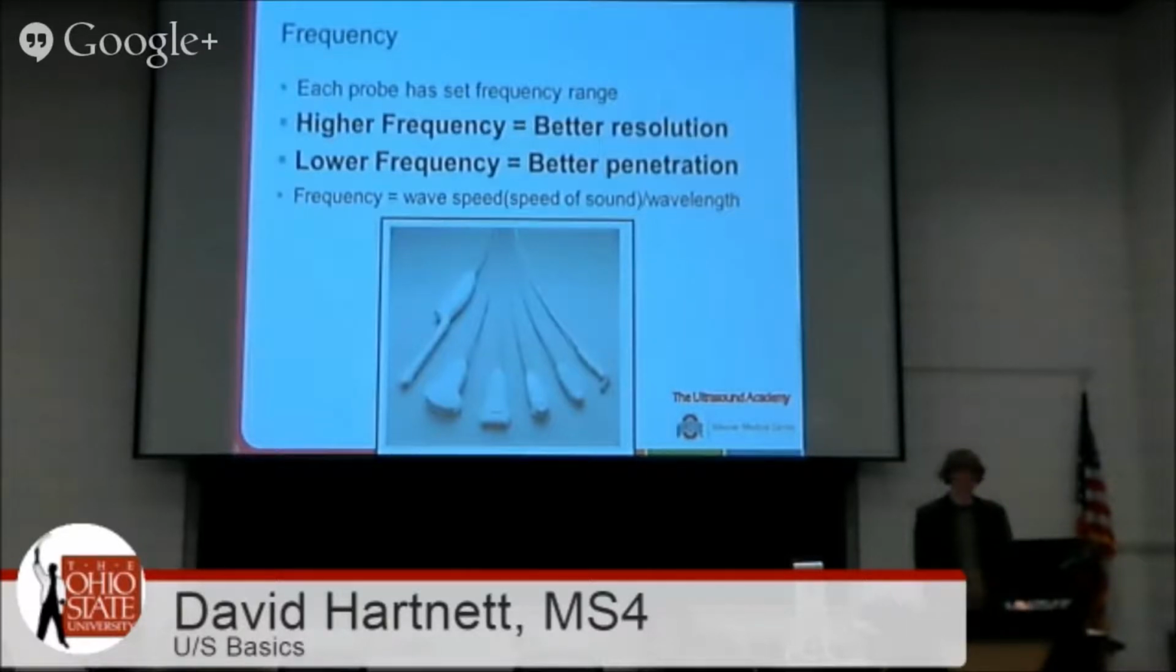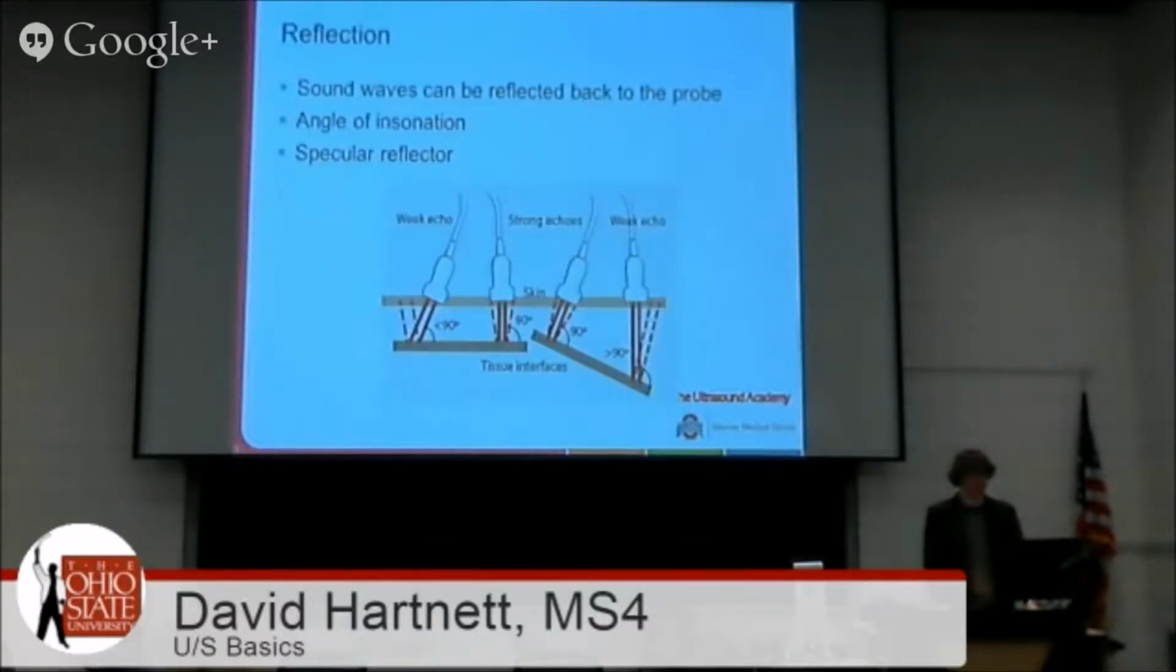We use a higher frequency probe for superficial structures and a lower frequency probe for deeper structures. Higher frequency gives us better resolution. Lower frequency gives us better penetration. So, reflection. This is kind of the meat of ultrasound because this is what comes back to the probe and what we see. The sound waves go down and hit tissue interfaces, and it's reflected back to the probe.